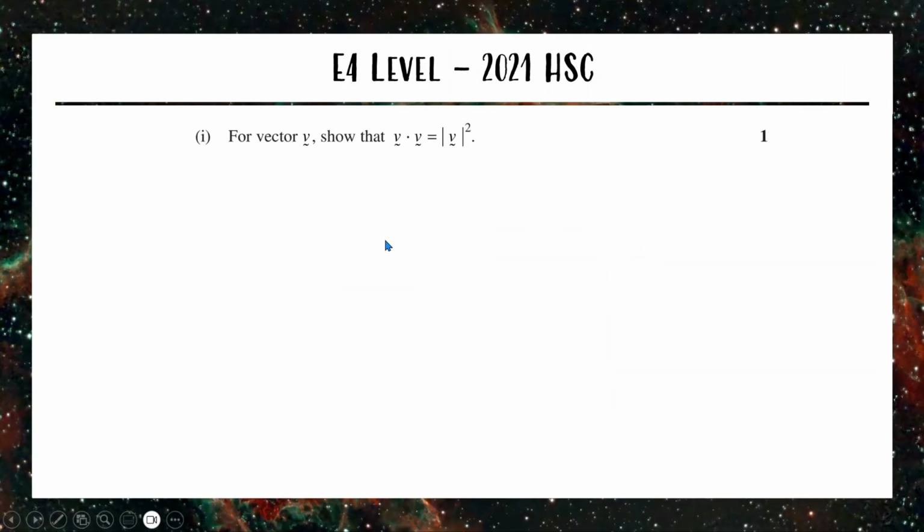For part I, very straightforward proof, definitely worth memorizing or just understanding, I suppose. Just let a vector be a generic vector. It's got an x component and a y component. We're going to take the dot product of the vector with itself. So xy dotted with xy. So we're going to multiply the x components and get x squared, multiply the y components and get y squared.